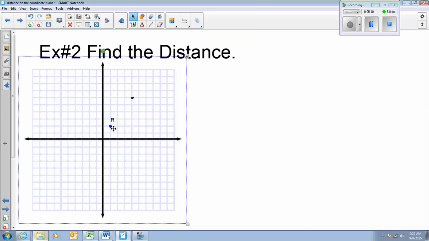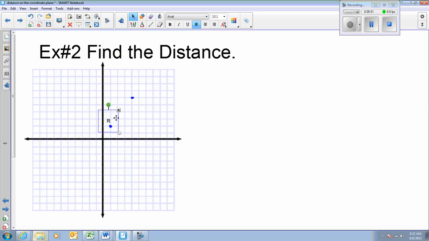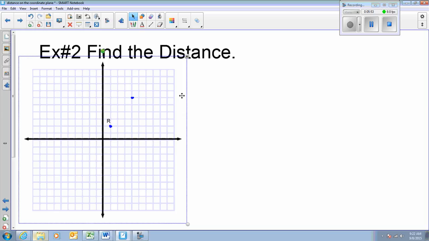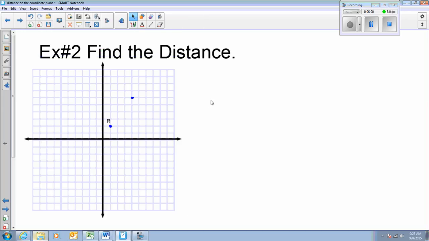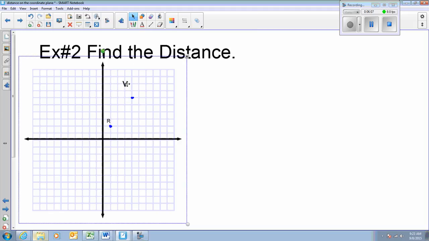So this is letter R, and this letter in here, let's call it, whatever, let's use letter V. I think letter V is pretty cool. Alright, so it would be letter V. Okay, so we have R and V in here.